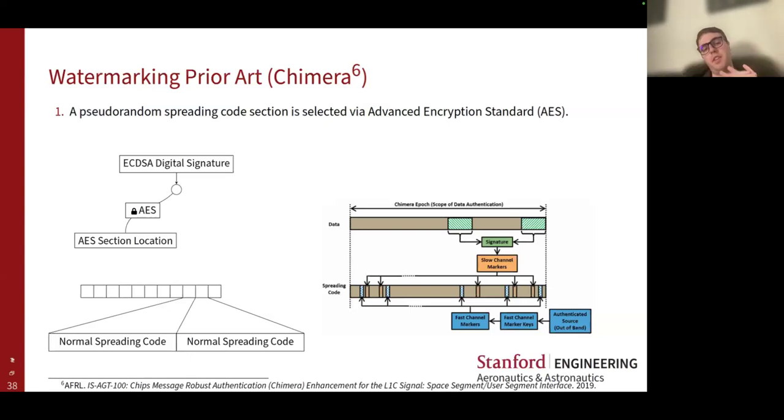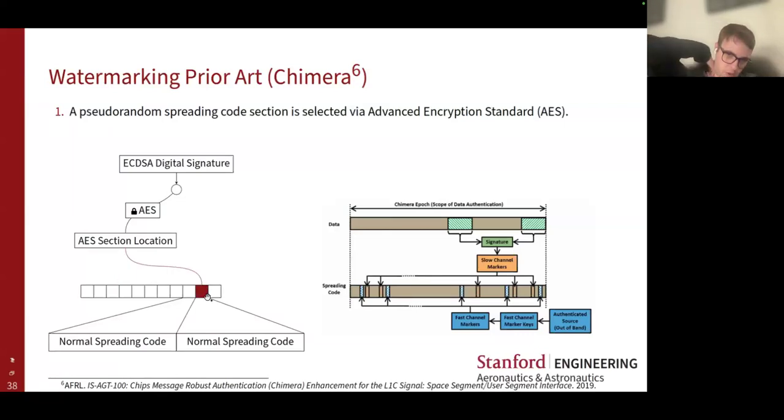What Chimera does is take the L1C signal and divide it into sections. Each 1 millisecond section will have 31 sections of 33 chips, if I have that right. So 31 times 33 is 1023. Among the 31, they'll use AES to select a random location. They might select this section of spreading code, or this section, or that section. It's just random from AES.